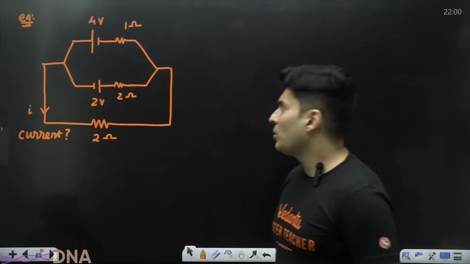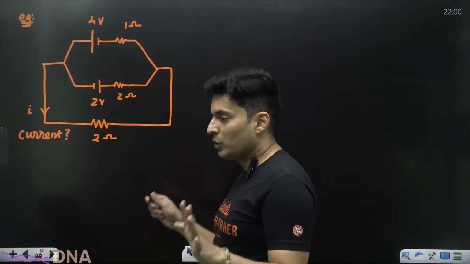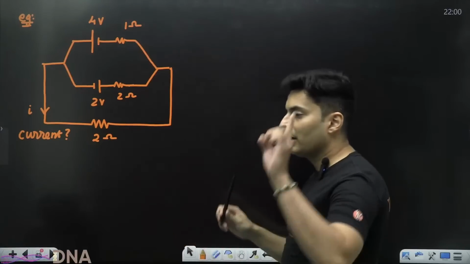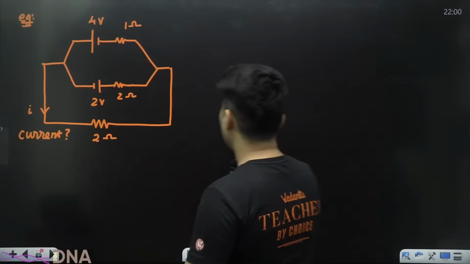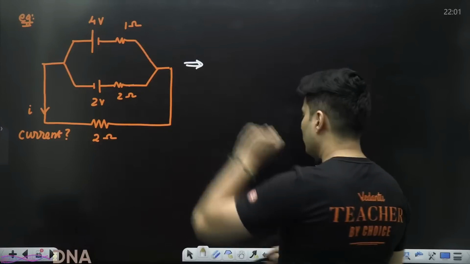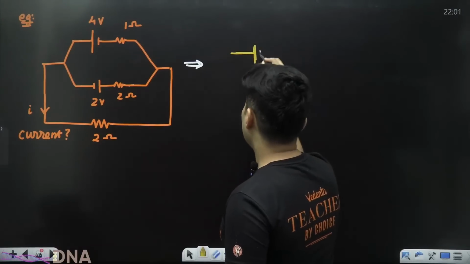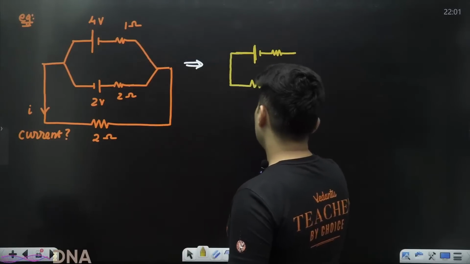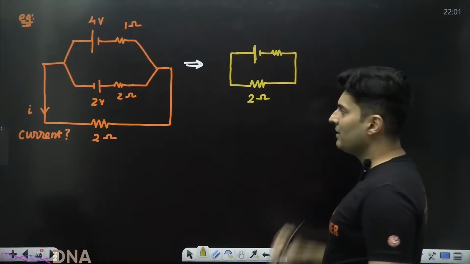When you look at this question, you might get confused, sir. It's a complex circuit, 2 batteries, but don't worry, these 2 batteries are in parallel. So what can I do? I can convert it into a single battery. So the first step for this problem, I will be converting this into a simple circuit. Instead of the 2 batteries in parallel, I will write 1 battery with 1 simple internal resistance, and this will stay as it is. This is 2 ohms.